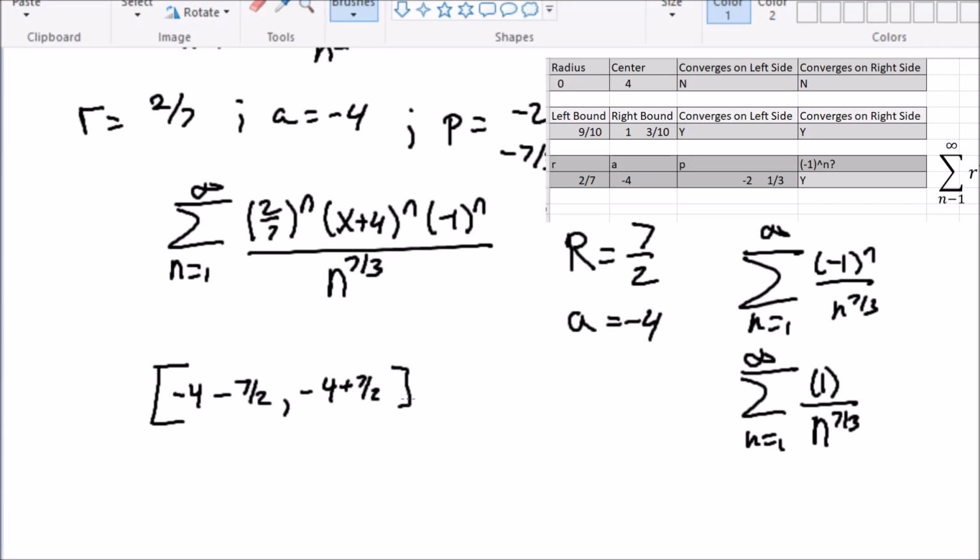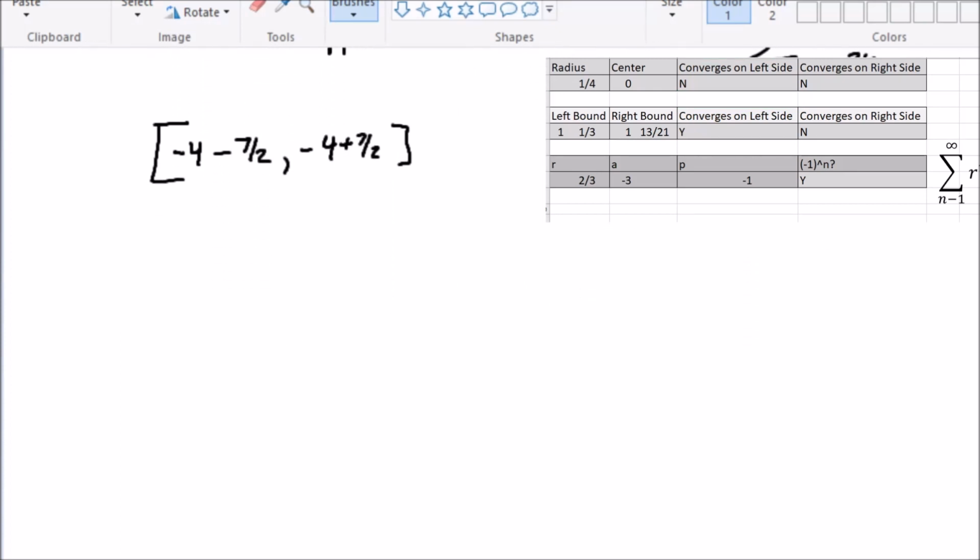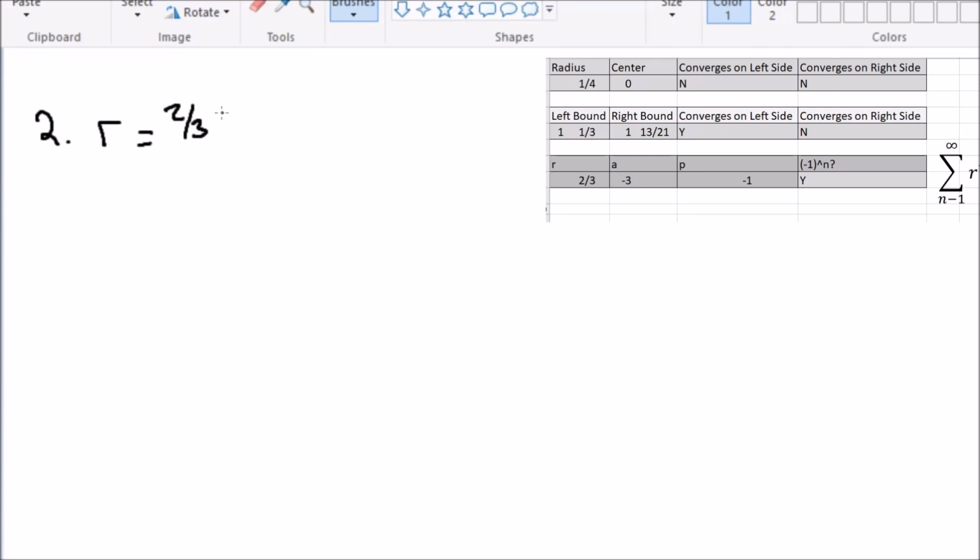Alright, let's do one more. Let's do two more. Alright, r equals 2/3. Oh, this will be an interesting one. So let's give ourselves some space. So my little r, not my radius, my little r is going to be 2/3. My a is equal to -3. I'm going to multiply that by 1 over n, and I'm going to multiply by (-1)^n over n.